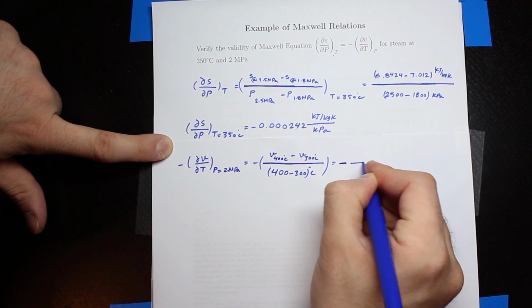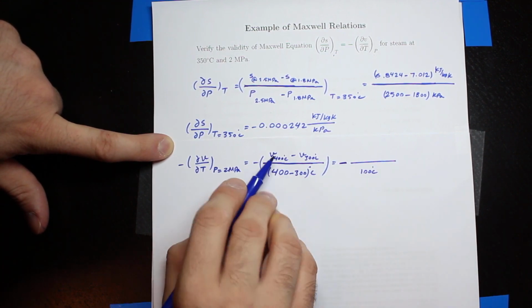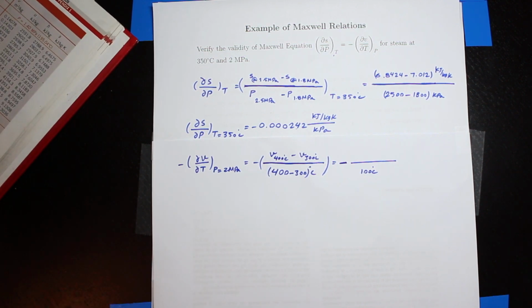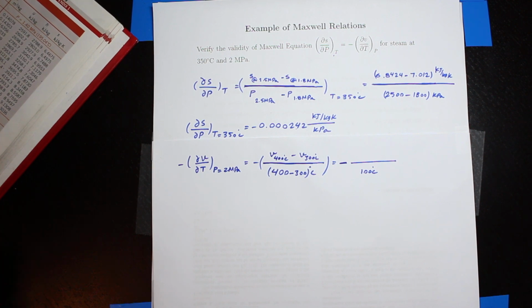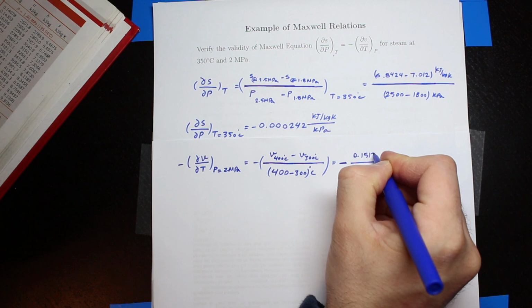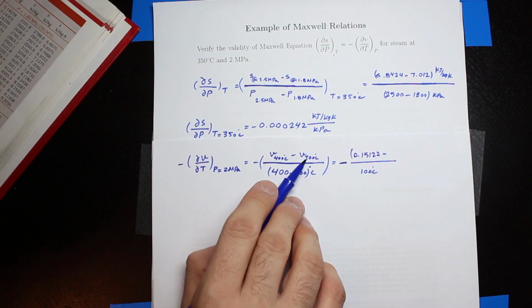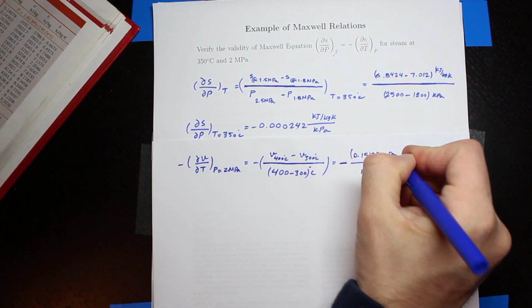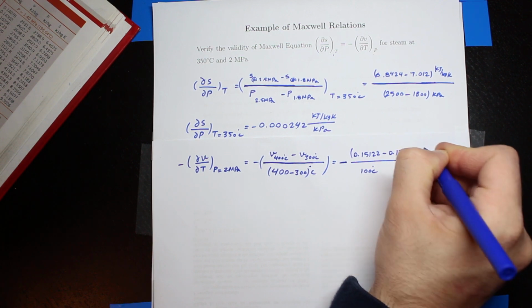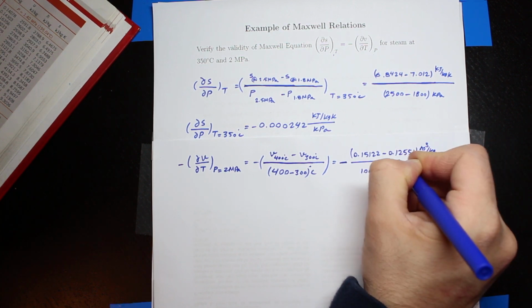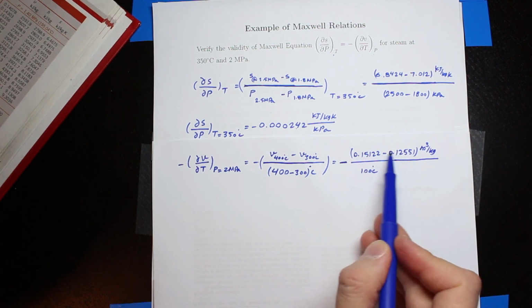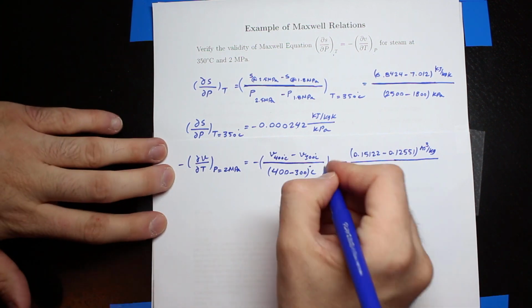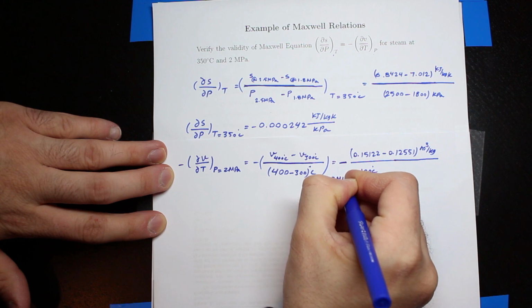So I have a negative, from the table, specific volume at 400 degrees C is 0.15122 minus this specific volume at 300 degrees C is 0.12551 meter cube per kilogram. And once again, both of these two numbers are coming from pressure of 2 megapascal. So let me just add that here. So this is for P equal to 2 megapascal.